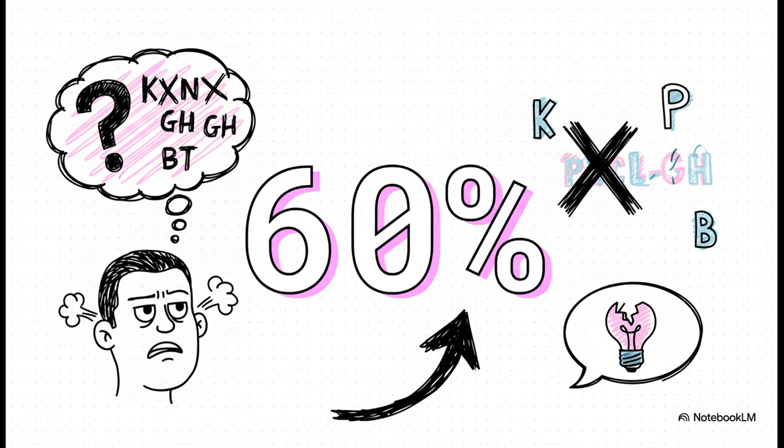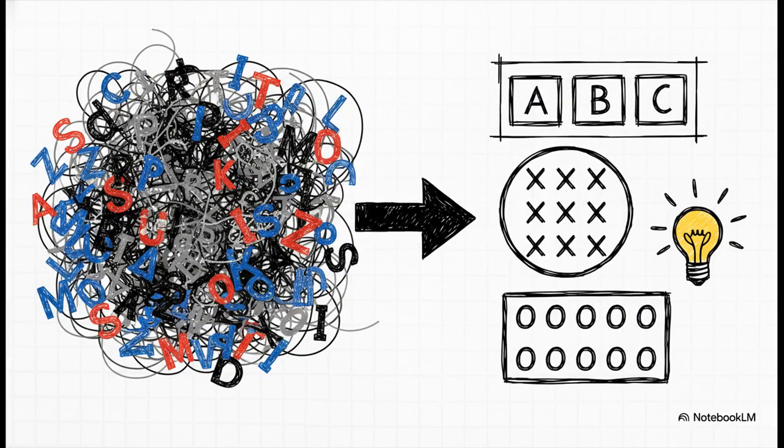Get this, a whopping 60% of English words have a silent letter. More than half. So if you've been pulling your hair out over this, you're in good company. This is a huge part of the language. But, and this is the good news, it's not total chaos. It might feel like it, but it's not.